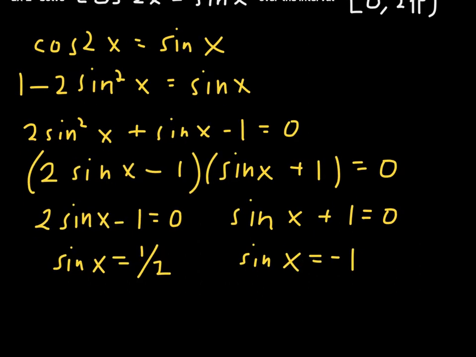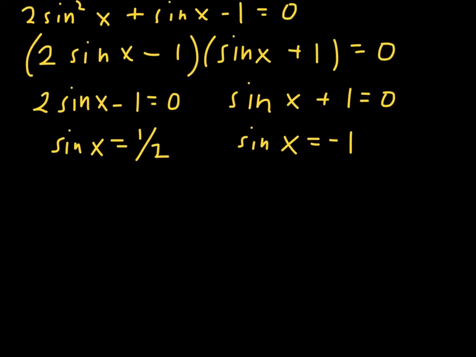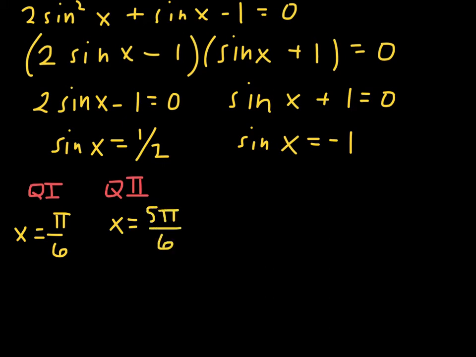Okay, now, we're just about done, but I want you to think about your unit circle. And when is sine positive? Sine is positive in quadrant 1 and in quadrant 2. That's it. When you think about sine of x equal to negative 1, sine is negative 1 at only one time on the unit circle. So let's go to sine of x is equal to 1/2. In quadrant 1, this will occur if x is pi over 6. In quadrant 2, sine of x will be 1/2 if x is 5 pi over 6, okay?